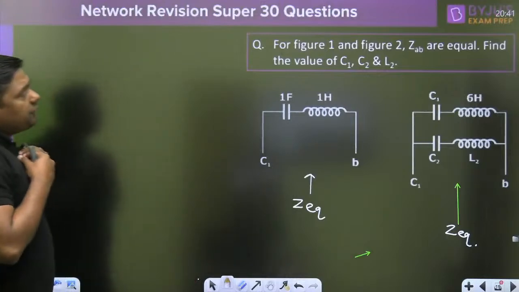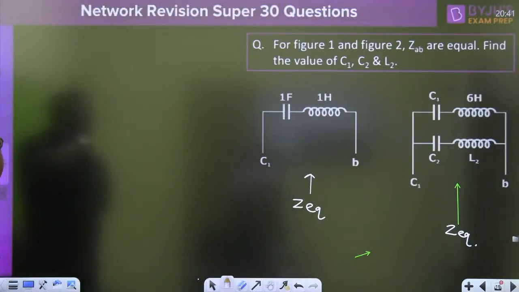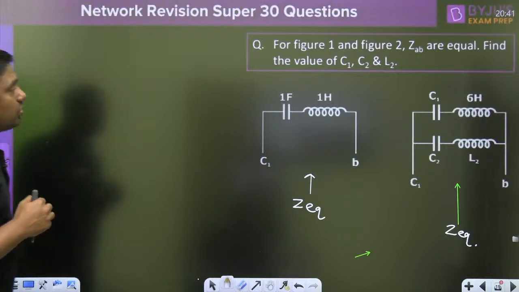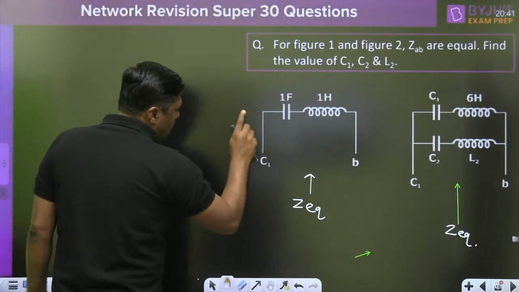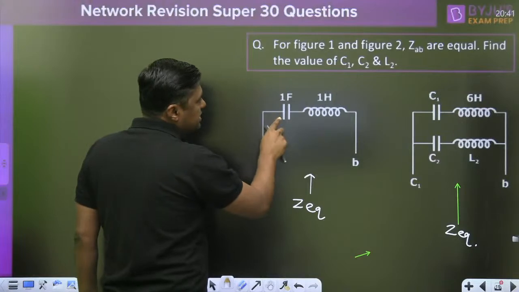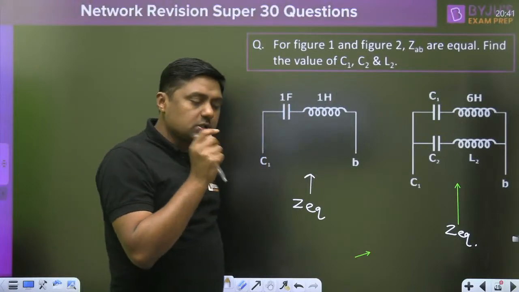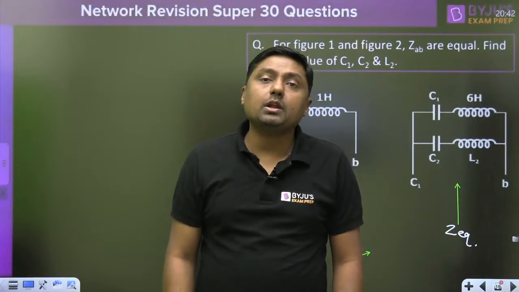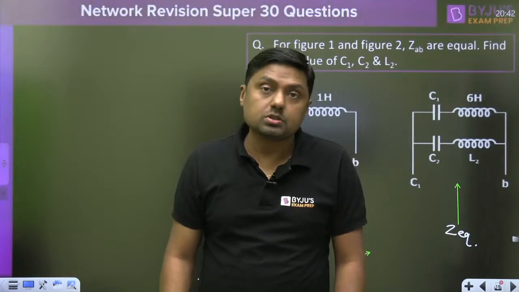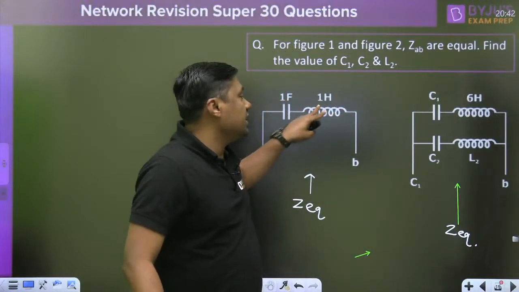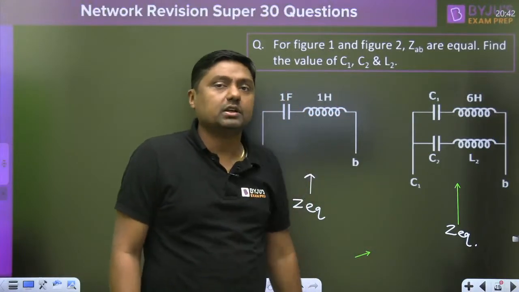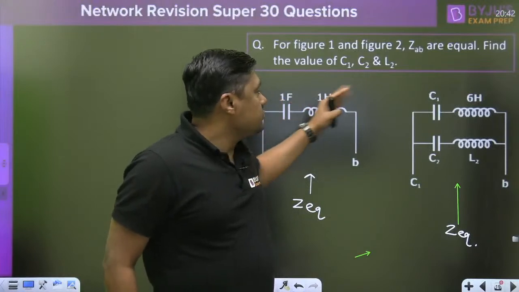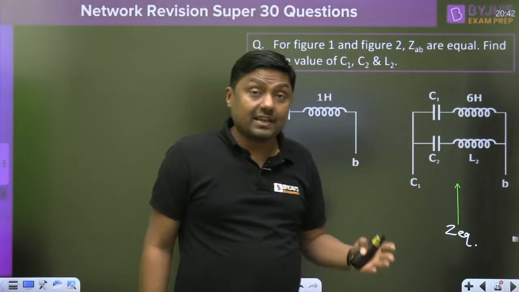Okay, for figure 1 and 2, Z_AB are equal. Find the value of C1, C2 and L2. So always remember, we want this circuit, 1 farad and 1 Henry. What is the practical problem? The high value of the capacitor is not possible and a very low value of the inductor is not possible either. 1 Henry is a very low value of inductor, and 1 farad is a very high value of capacitor. How can we design it?